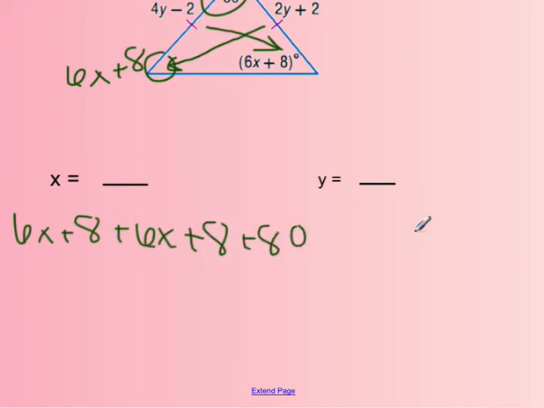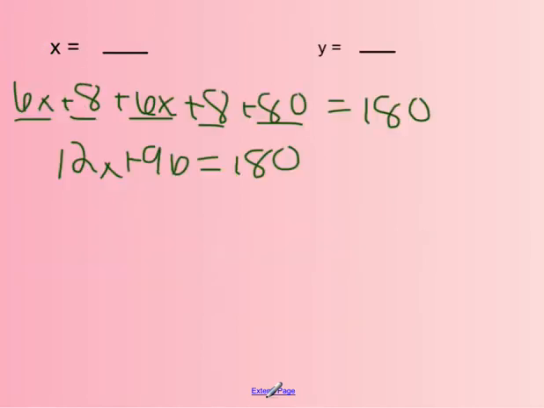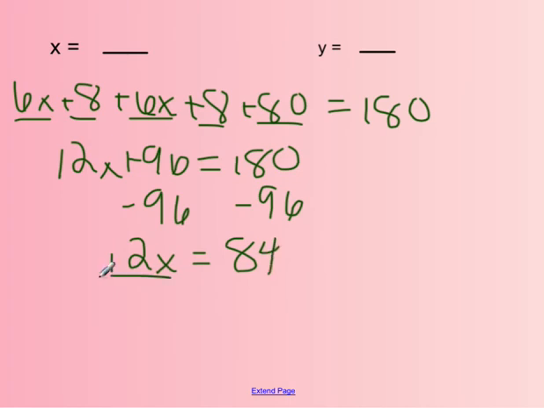Okay, so now we need to go through and add our like terms. So we have 8 plus 8 plus 80. Well, that's going to give us 96. 6x plus 6x is going to give me 12x. So 12x plus 96 is equal to 180. So now I'm going to subtract 96 from both sides, and I get 12x is equal to 180 minus 96, which is 84. Divide both sides by 12 to get my x, and I get that x is equal to 7. So x is equal to 7.